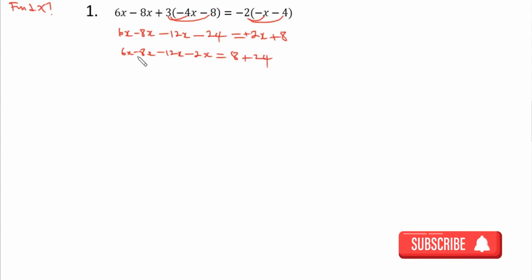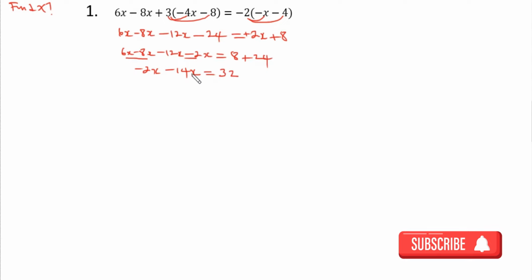And then we have 6x here. Let's subtract this: 6x minus 8x gives you minus 2x. And then minus 12x. Minus 12x minus 2x gives you minus 14x. Here we add and take the sign. Minus 12x minus 2x gives you minus 14x, and then 8 plus 24 gives you 32.